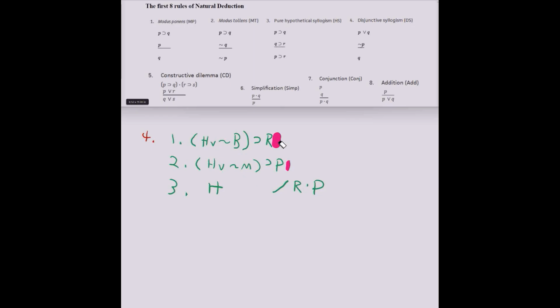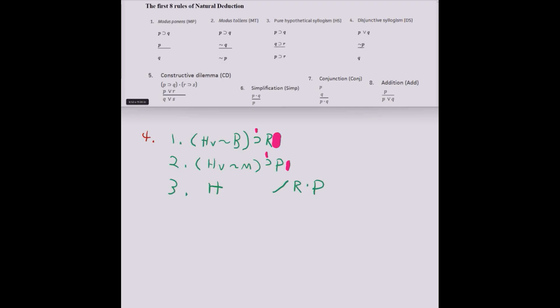So how am I going to get this R and this P? Well, the most obvious way, since these are conditionals, the main connective on both of these is an if-then conditional, and that suggests I can use modus ponens to get R and get P. But all I have here is H. So what am I going to do next?